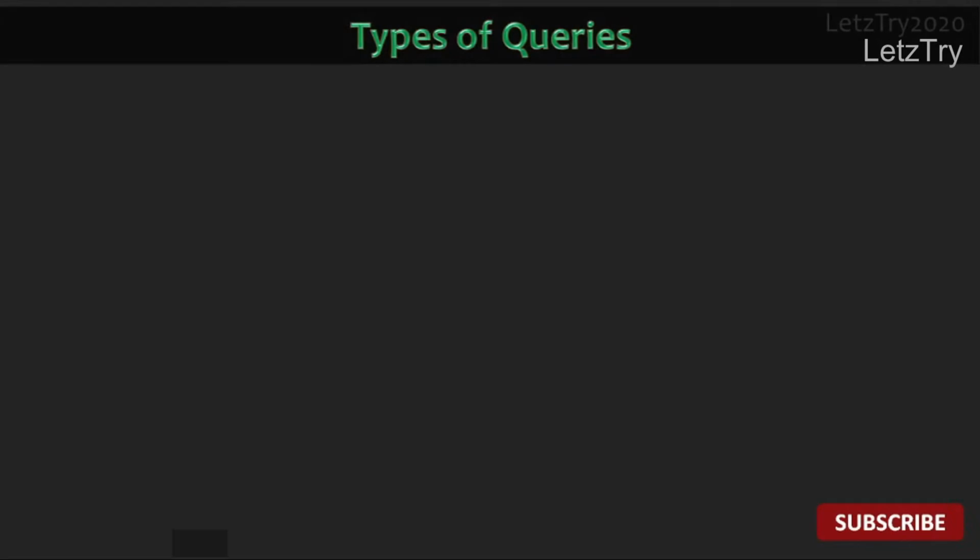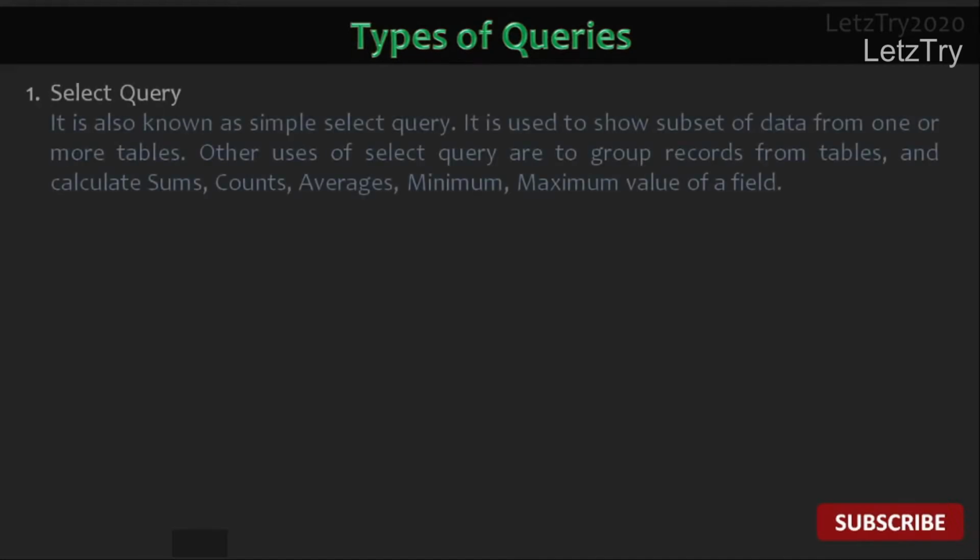Types of queries. There are 5 types of queries that can be used in MS Access application. First one, select query. It is also known as simple select query. It is used to show subset of data from one or more tables. Other uses of select query are to group records from tables and calculate sums, counts, averages, minimum, maximum value of a field.